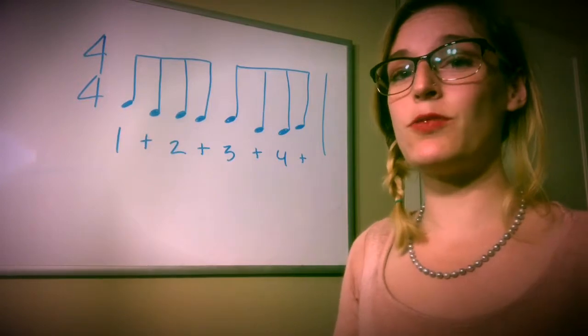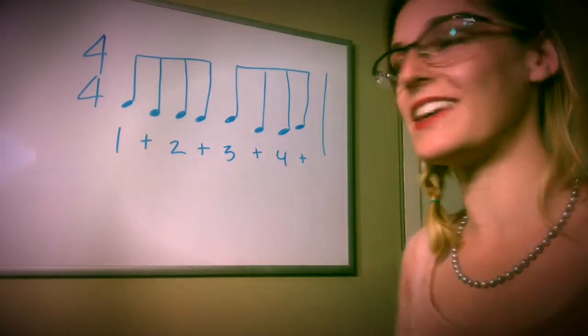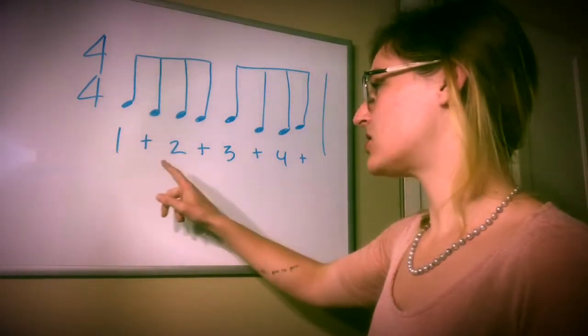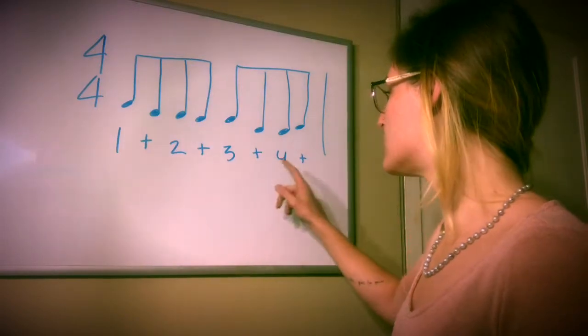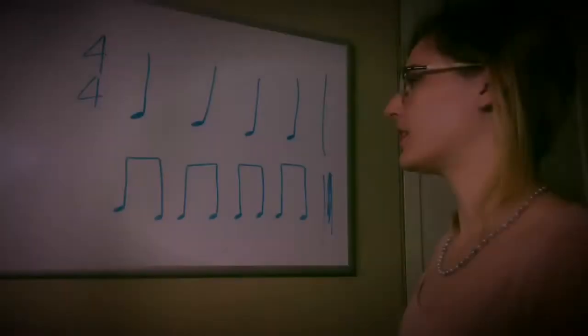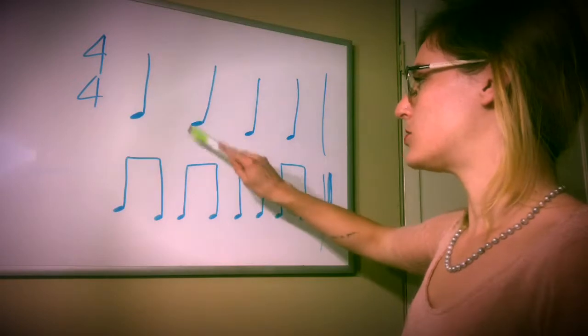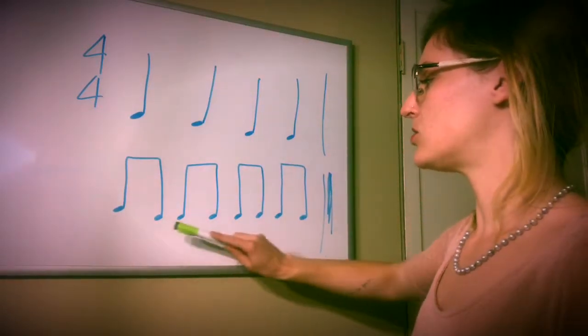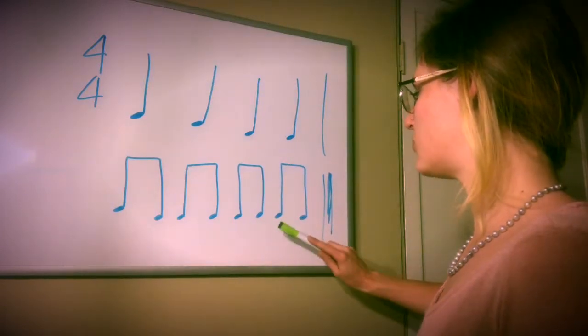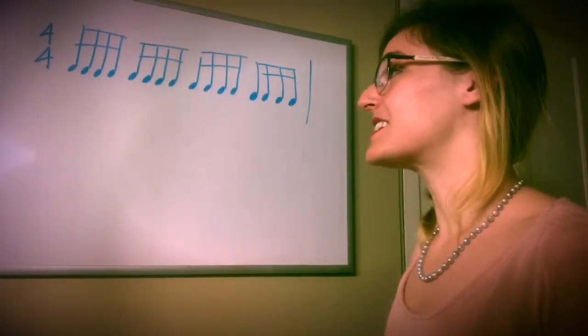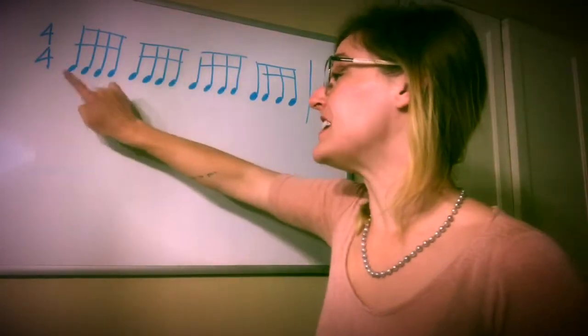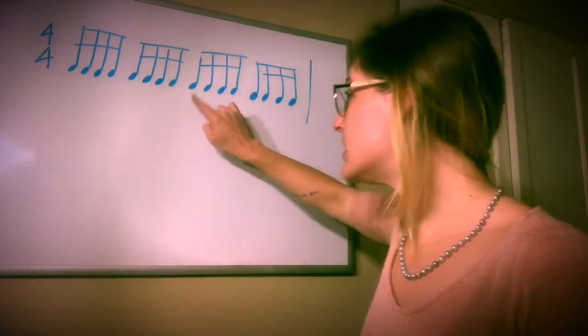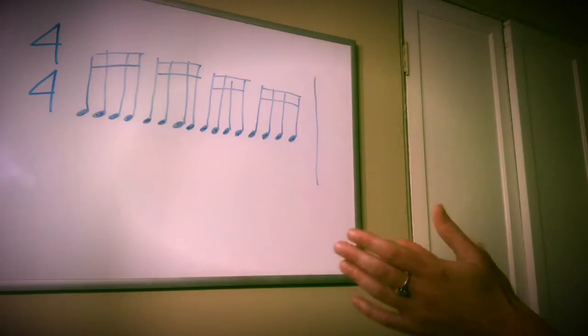Counting eighth notes in 4/4 time goes a little something like this. 1 and 2 and 3 and 4 and. 1, 2, 3, 4. 1 and 2 and 3 and 4 and. We count 16th notes like 1 E and a 2 E and a 3 E and a 4 E and a 1 E and a 2 E and a 3 E and a 4 E and a.